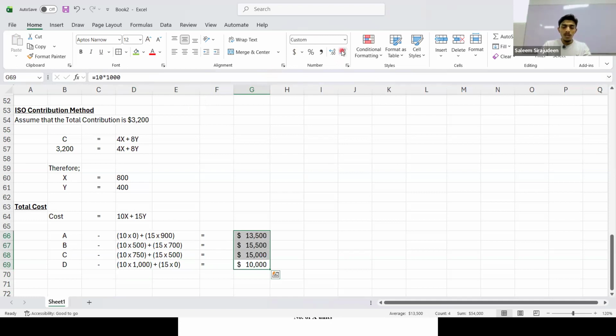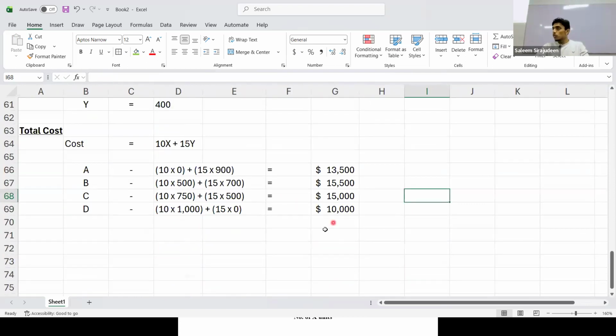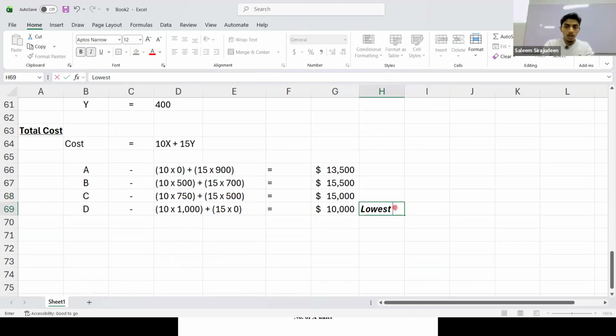So here what's happening? If you go for the point A, your total cost will be 13,500. If you go for point B, your total cost will be 15,500. If you go for point C, your total cost will be 15,000. If you go for point D, your total cost will be how much? That is 10,000. Now tell me which feasible point gives you the lowest cost? Option D. So this is giving you the lowest cost.